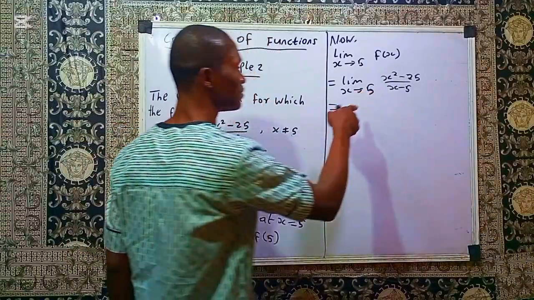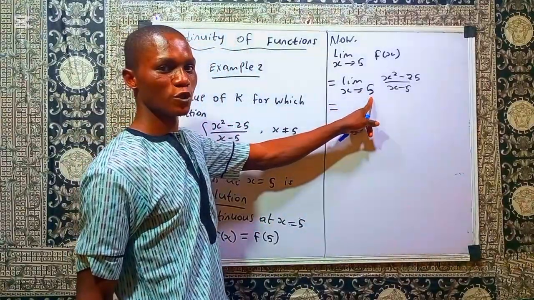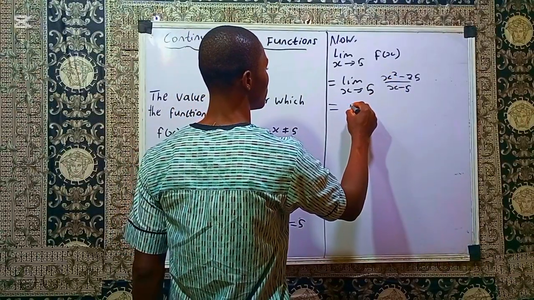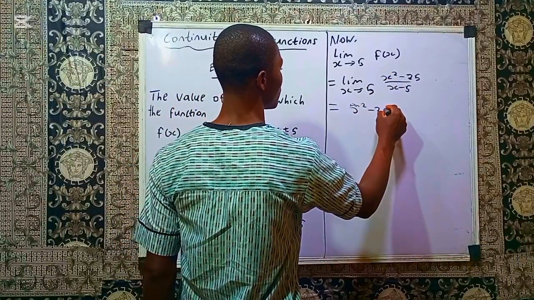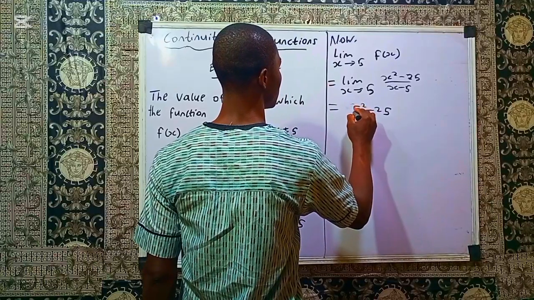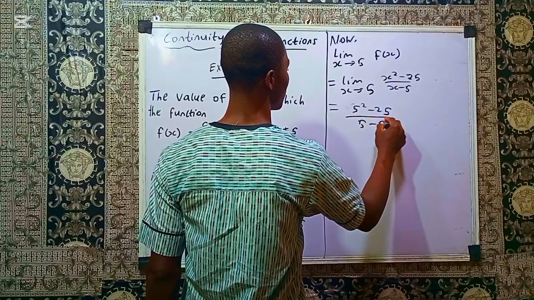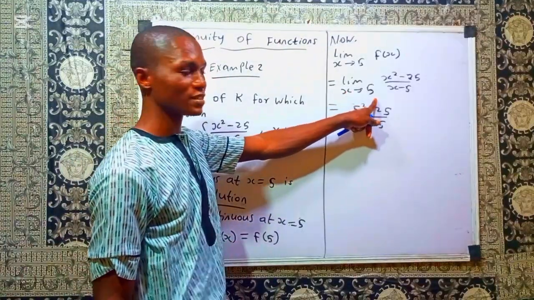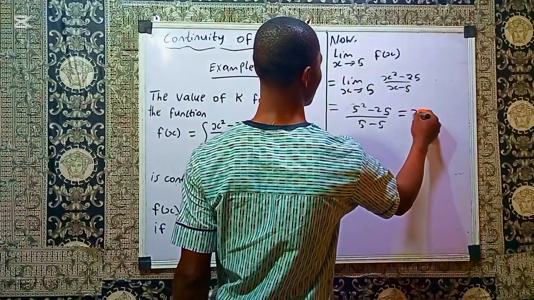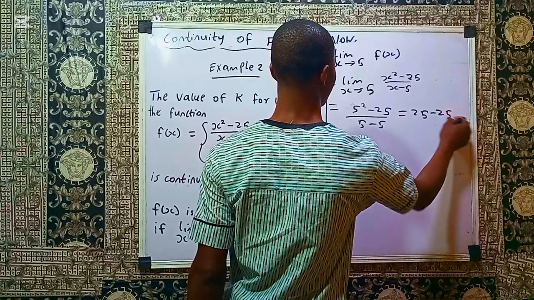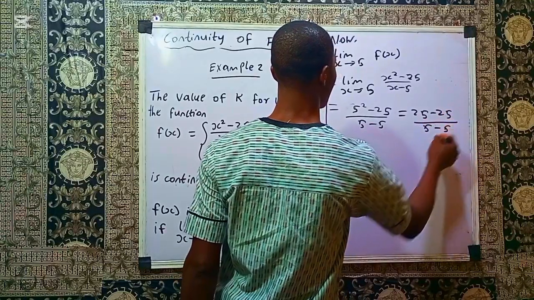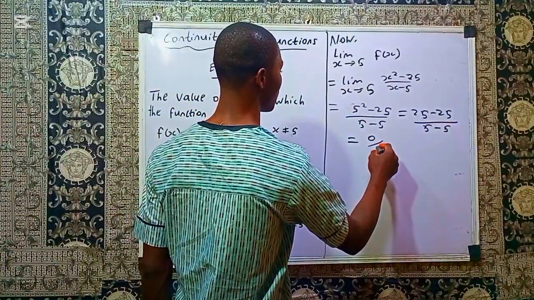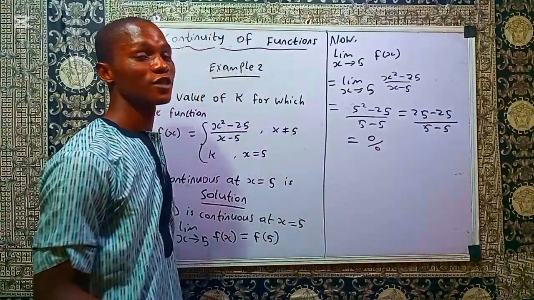If you want to evaluate the limit, you substitute the point, x going to 5. So substitute 5 here. You have 5 squared minus 25 divided by 5 minus 5. 5 squared is 25, minus 25 gives us 0, and 5 minus 5 gives us 0. So we have 0 over 0.